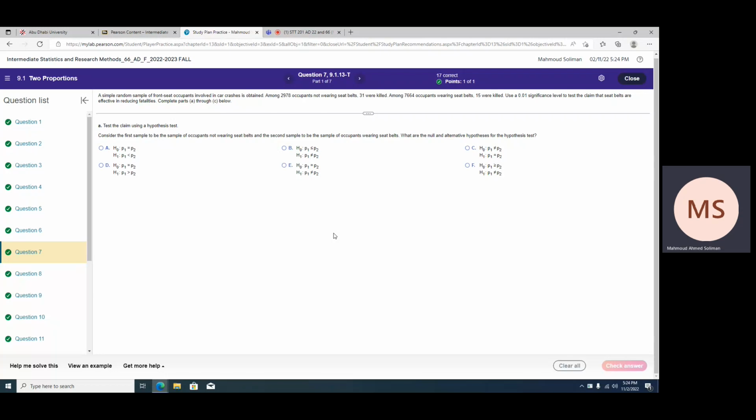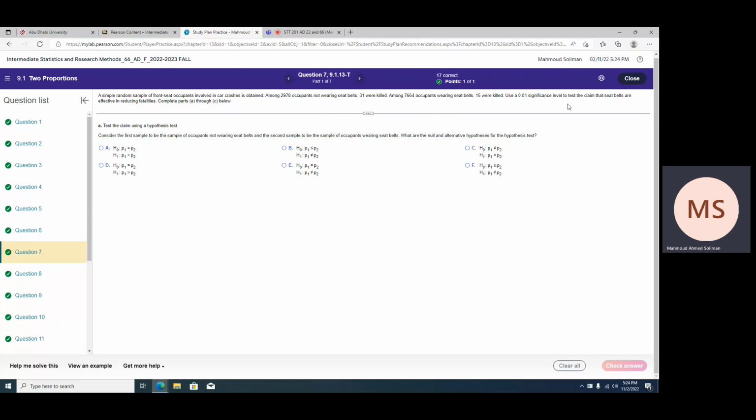Okay, so next we have, let's see here, 2,978 occupants not wearing seatbelts. 31 were killed. And then second sample, we have 7,664. And 15 of them were killed. So we have 2 samples, okay? Sample 1, sample 2.